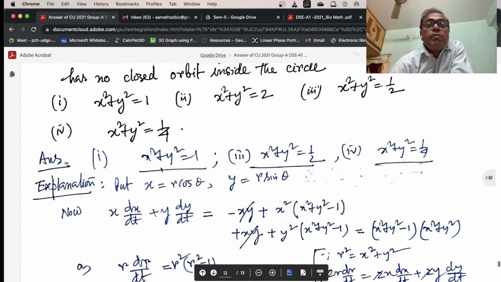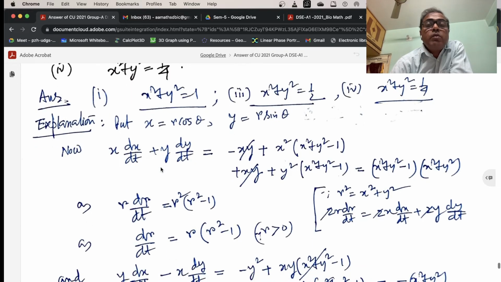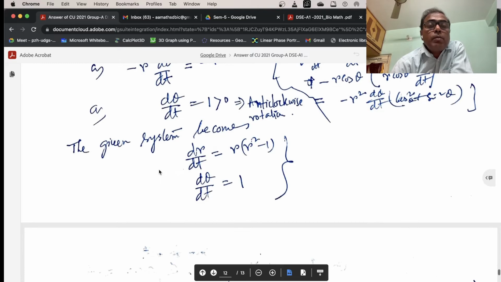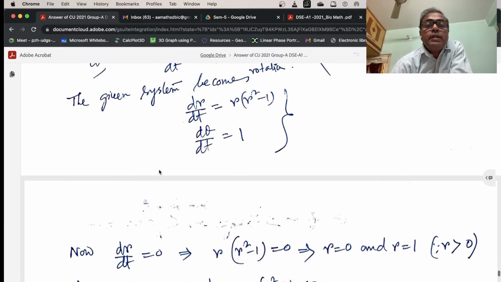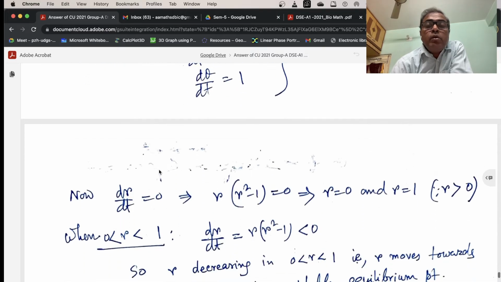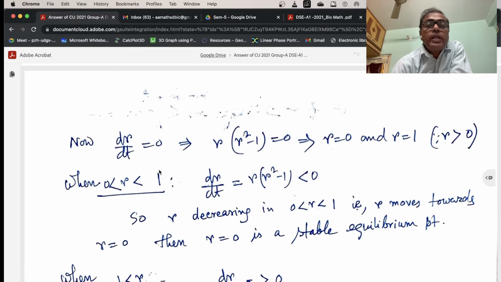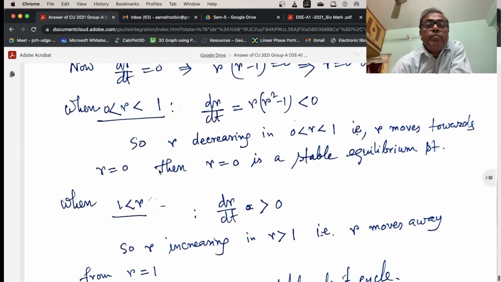First we write it in polar form to find the limit cycle: x equal to r cos theta, y equal to r sin theta, and we get the corresponding polar form of the system: dr/dt equal to r times (r square minus 1) and d theta/dt equal to 1. And dr/dt equal to 0 gives r equal to 0 and r equal to 1. Here r is positive, so r is not equal to minus 1. When r is between 0 and 1, dr/dt is negative, so r is decreasing with time t and moves towards r equal to 0. Then r equal to 0 is a stable equilibrium point.